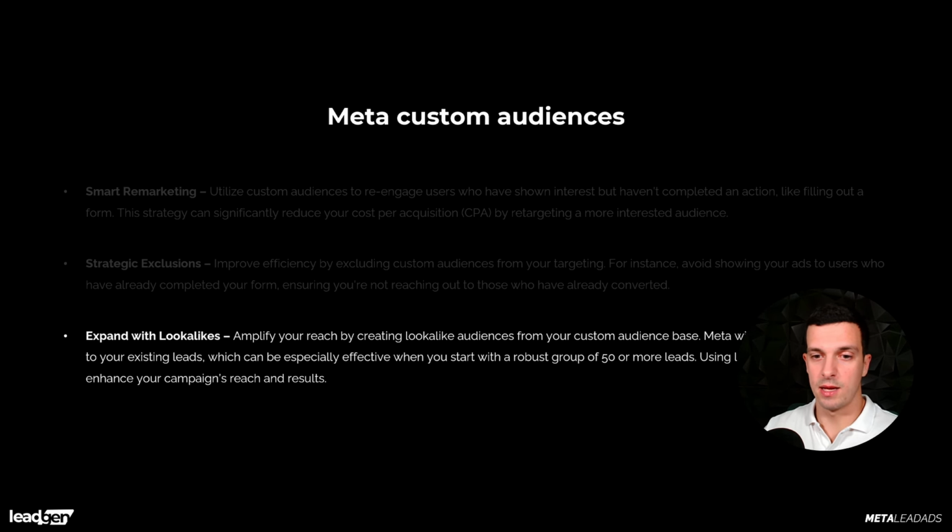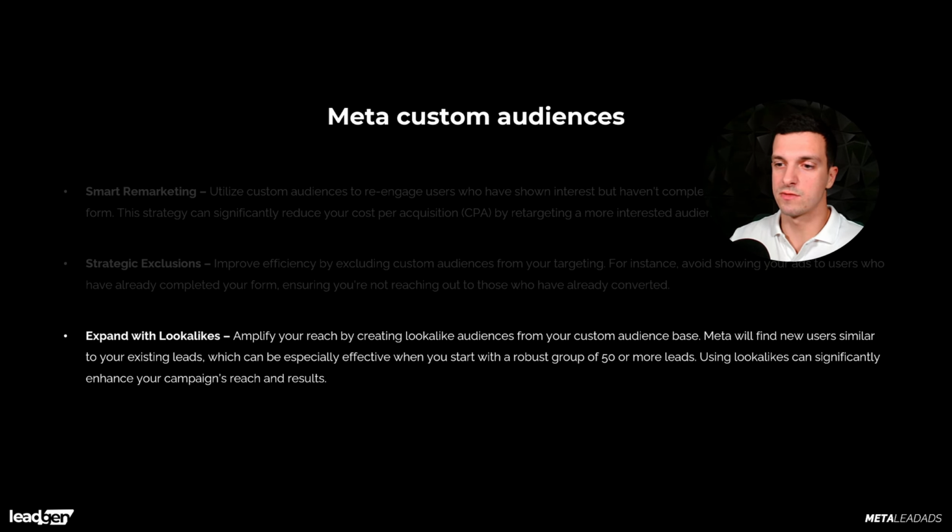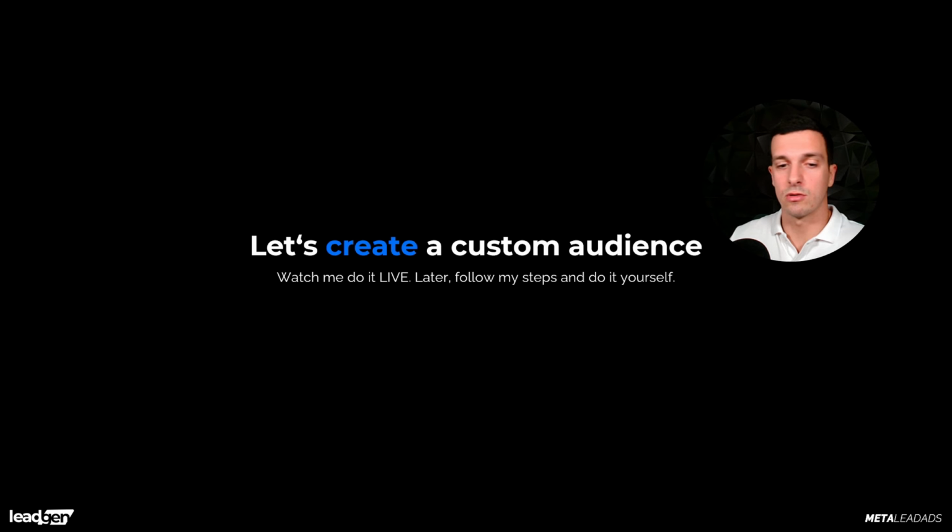Expand with lookalikes. Amplify your reach by creating lookalike audiences from a custom audience base. Meta will find new users similar to your existing leads, which can be especially effective when you start with a robust group of 50 or more leads. Using lookalikes can significantly enhance your campaign's reach and results. So the money is in the lookalikes. I'm going to teach you how to do them, but it doesn't make sense if you don't have a customer list or you don't have enough conversions. You want to at least have like 50 to 100 conversions so that you can create a good lookalike.